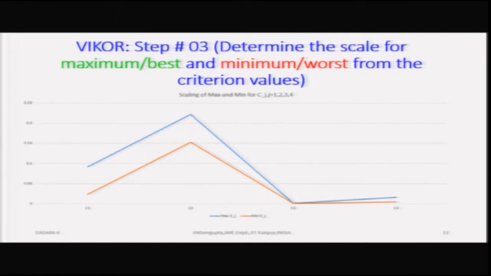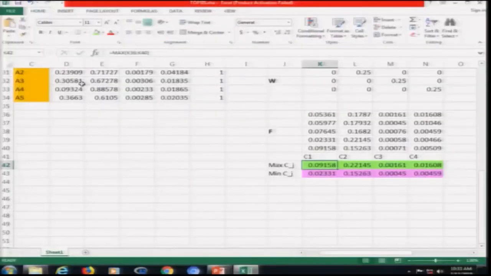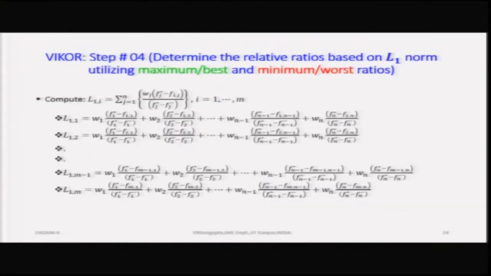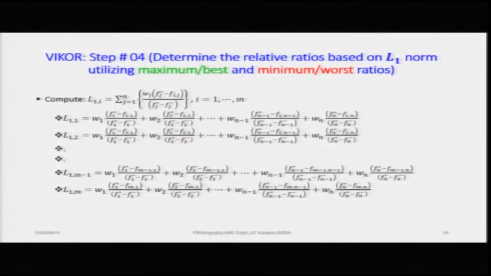So, this is the scaled max minus min level, and we will use that in the denominator for each and every C1, C2, C3, C4. We already have these values. Now, we will do the further calculation. We will find out the norms based on the L1 norm and the L infinity norm. These are the 2 ends of the norms of the distance measure.